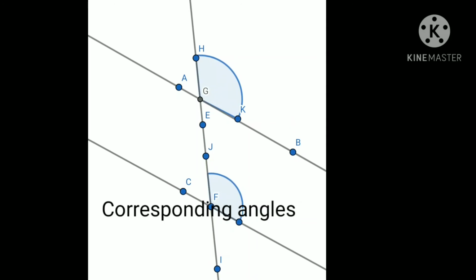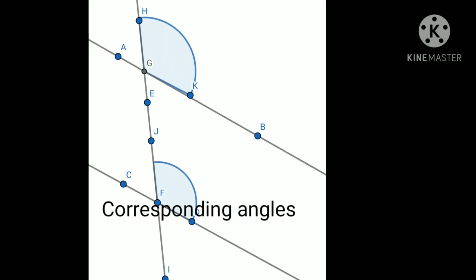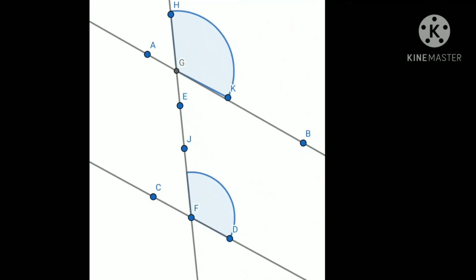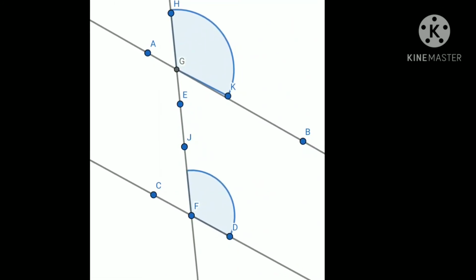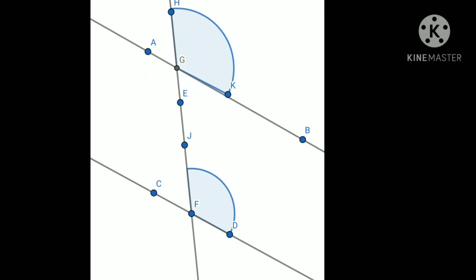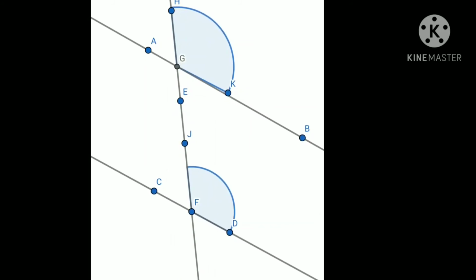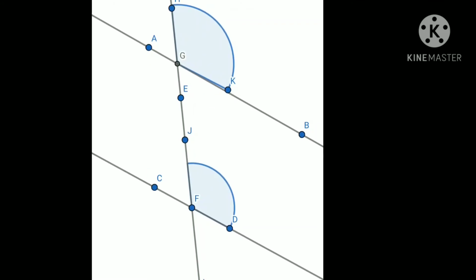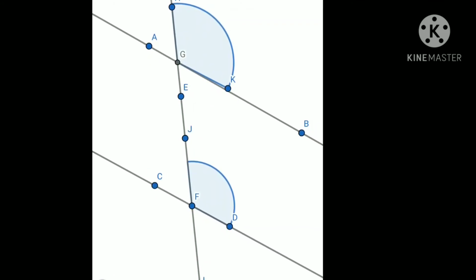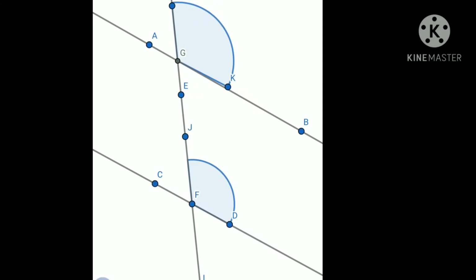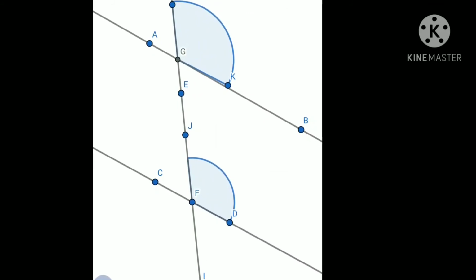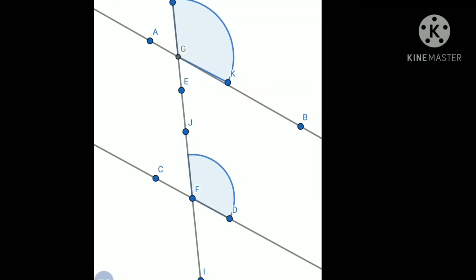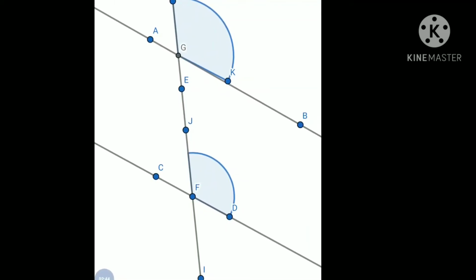Next pair of angles are corresponding angles. Corresponding angles means angles in the same position. See, here I have marked two pairs. You also draw two lines and cut them by a transversal. All these figures you should draw separately. So draw the figure and mark the angles. And I have marked one pair of angles. These are called corresponding angles.